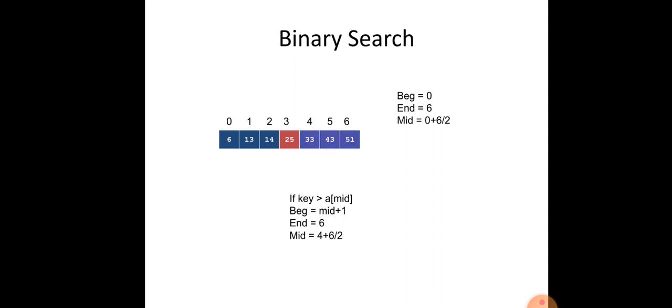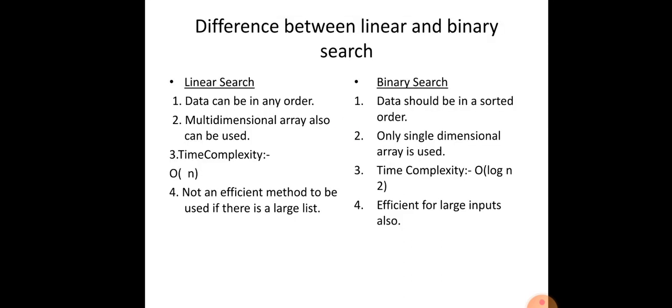Then we will search like this. We take the beginning value as 33, then the mid value is 43, and then 51. So this is the binary search technique.